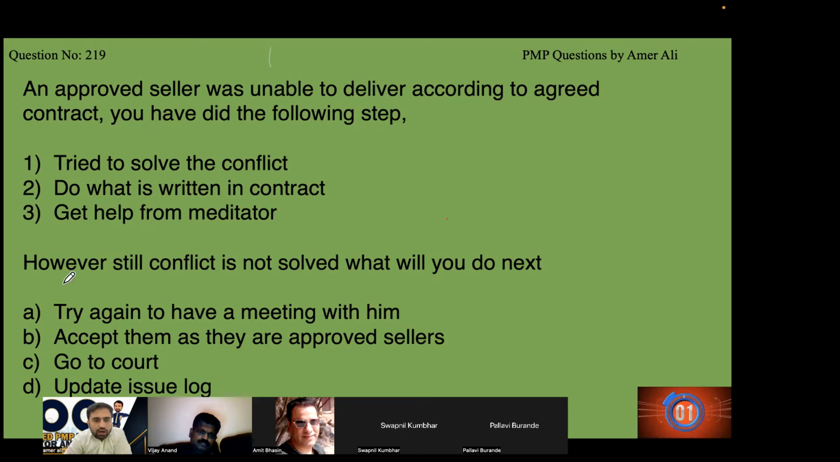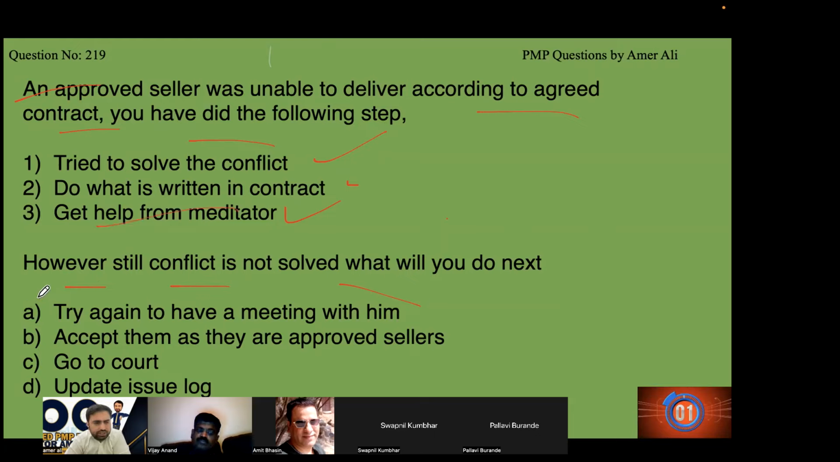Ajay, however, still the conflict is not solved. What will you do next? The question is about a conflict that is not solved. An approved seller was approved but is unable to deliver according to the agreed contract. You have done the following steps: try to solve the conflict, do what is in the contract, get help from the mediator, and still it is not solved.